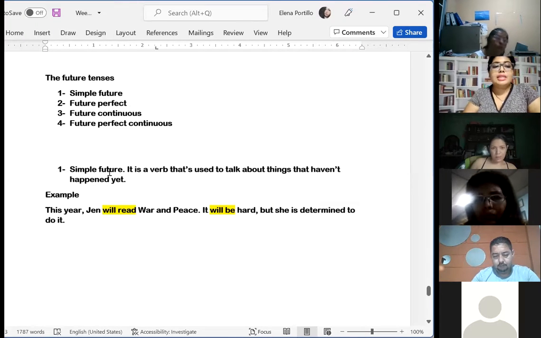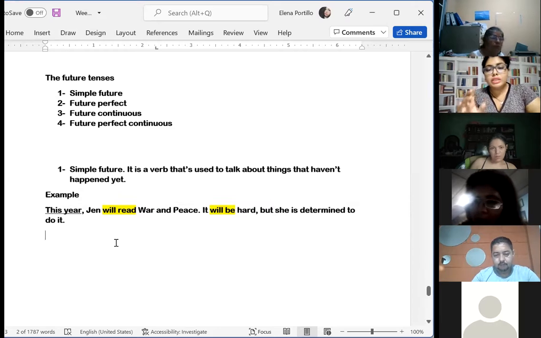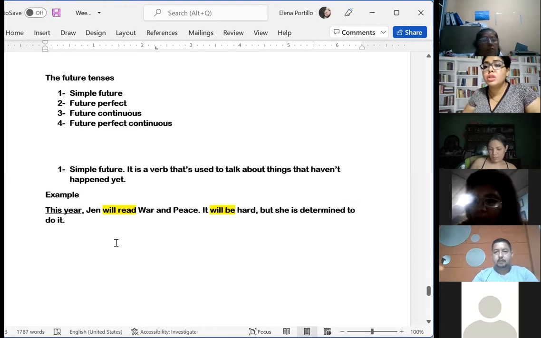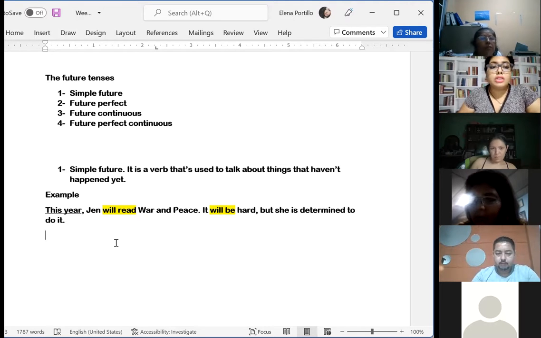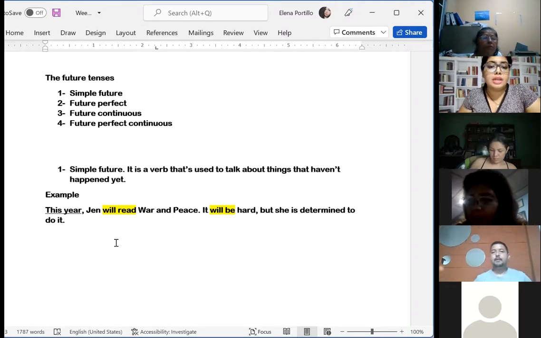This year, in this case, we have this phrase that also helped me to understand that I am talking about the future or sometime in the time. This year, Jen will read War and Peace. It will be hard, but she is determined to do it.